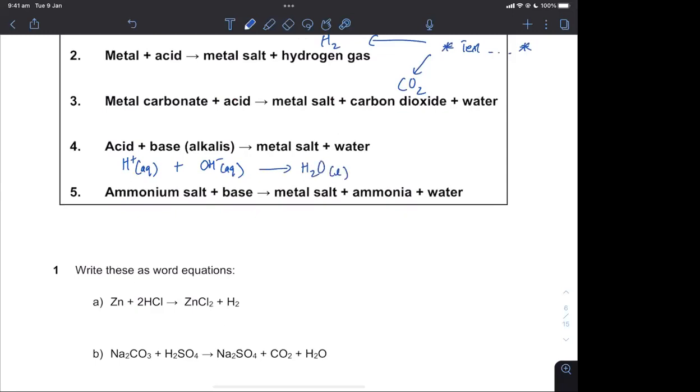This is called an ionic equation because I don't care about the anion here. I don't care about the metal cation here. I don't care about the metal salt here because those are spectator ions. An ionic equation only shows the important bit. The aqueous acid and the aqueous base give you liquid water.